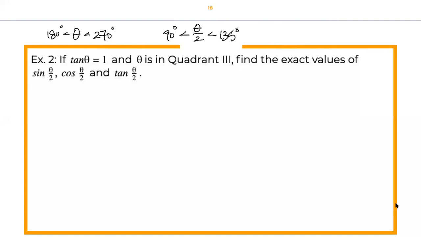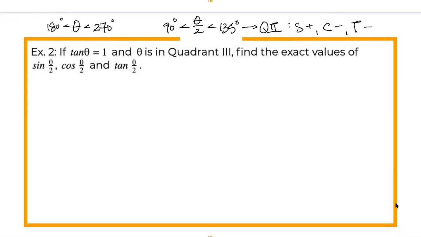Now that means my half angle is in quadrant 2. That means that sine is positive, cosine is negative, and tangent is negative. So I'm making my decisions in advance what the signs of my answers are going to be.